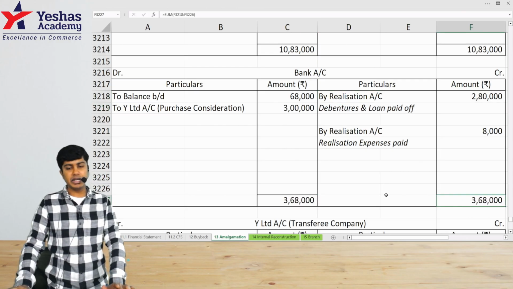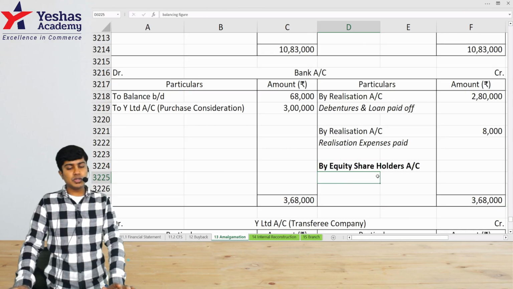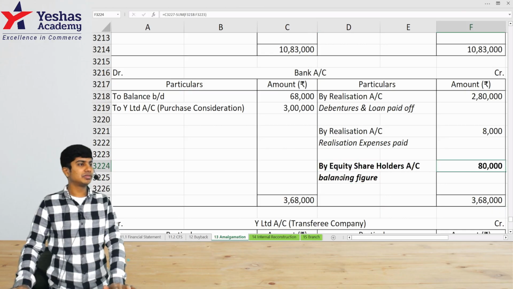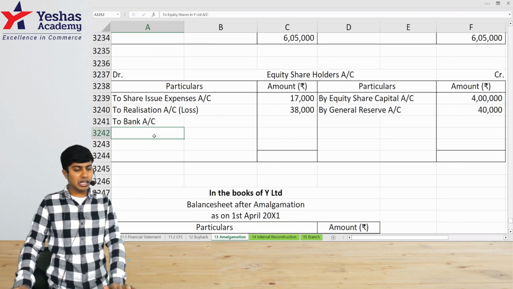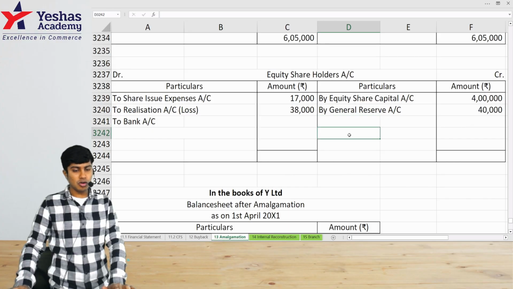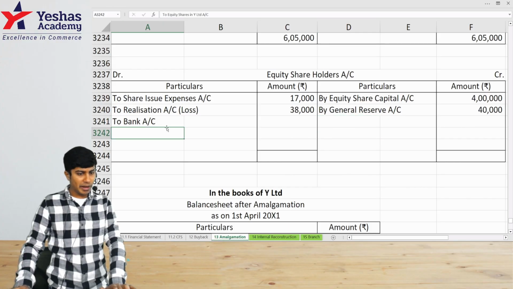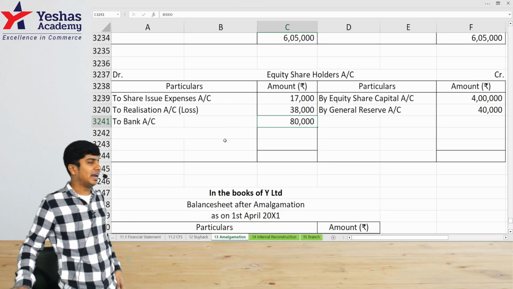So how much is remaining now? 80,000 will be paid to our equity shareholders. In bank account, I'm writing by equity shareholders. In equity shareholders account, I'll write to bank. Sorry, payment 80,000 done.